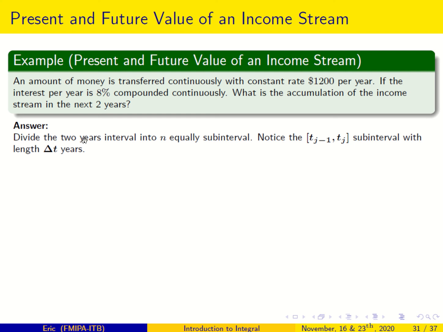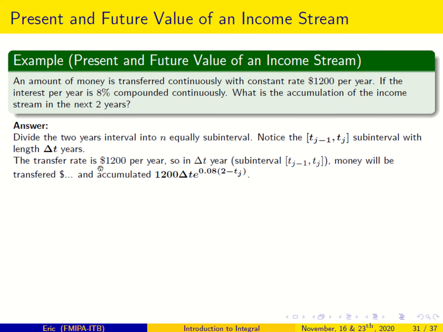Okay, yeah. Divide the 2-year interval into n equal subintervals. Notice that the subinterval [t_{j-1}, t_j] has length delta t years. And the transfer rate is 1,200 per year. So in delta t years, from t_{j-1} until t_j, the money transferred is 1,200 times delta t, isn't it?